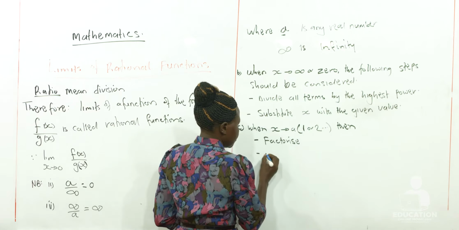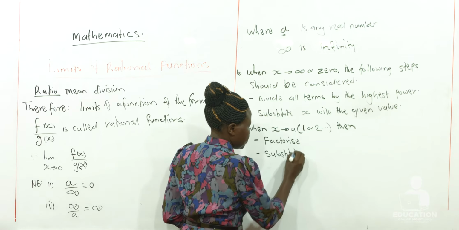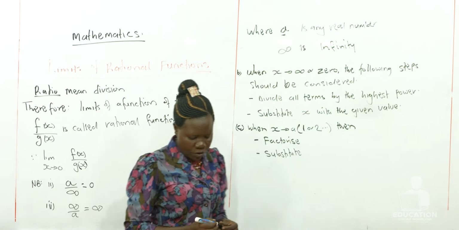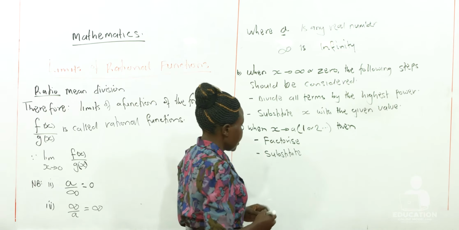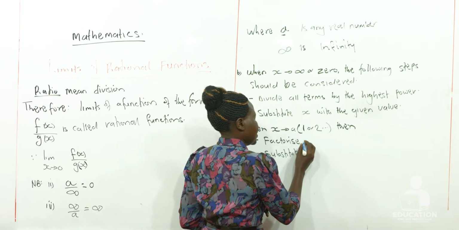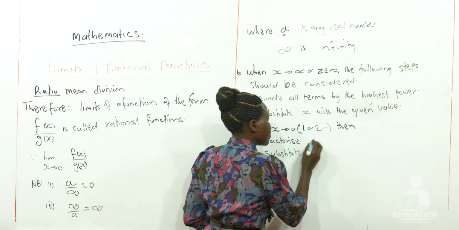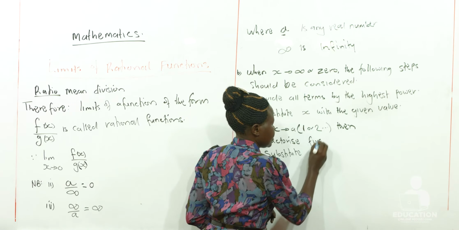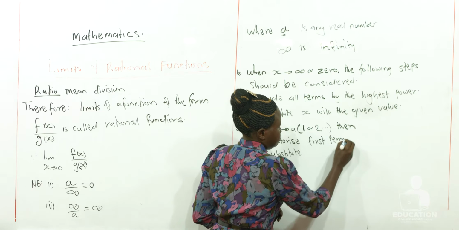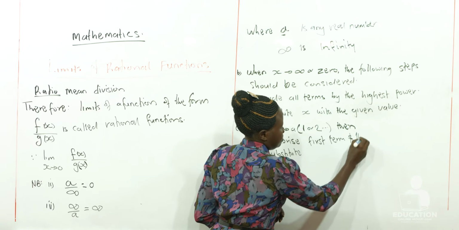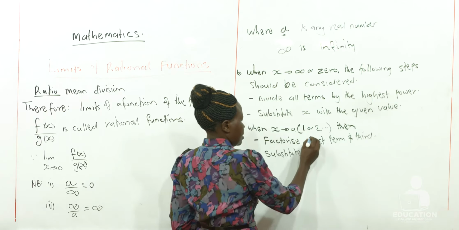Then 2, substitute. Substitute the value of what? The value of x. Now when you are factorizing, I always say take the factorize or break the first term and the third term. Factorize the first term and third. In short, you just say you factorize.